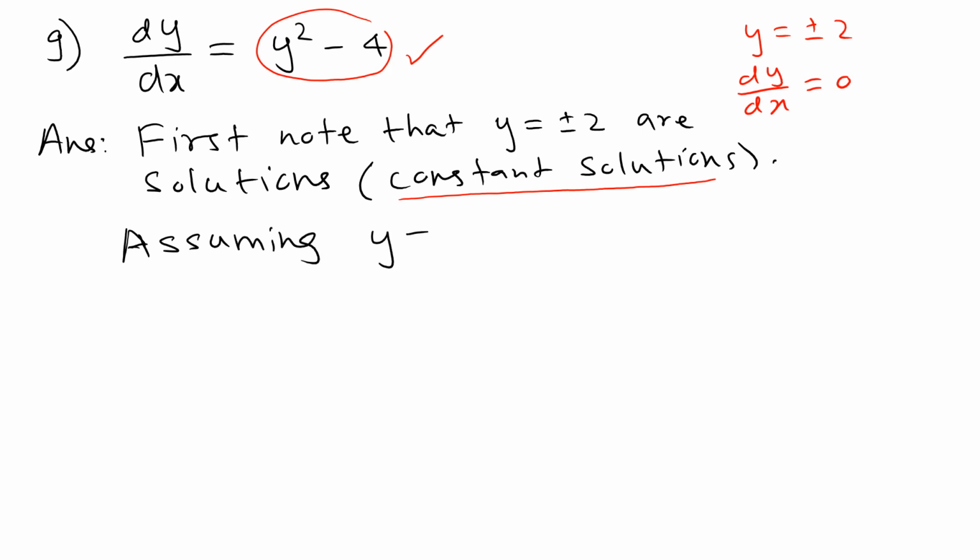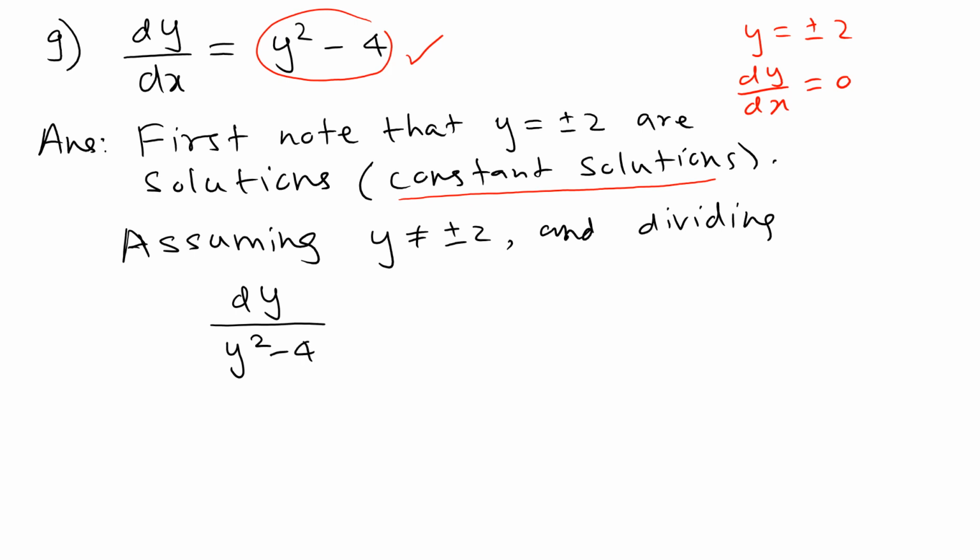Assuming y is not equal to either of them, you can divide the whole equation, and then you can write this as dy over y squared minus 4 equals, on the other side, just dx, and then we can integrate. The right-hand side is just x plus c, so that part is done. But the problem is how to do the left side.